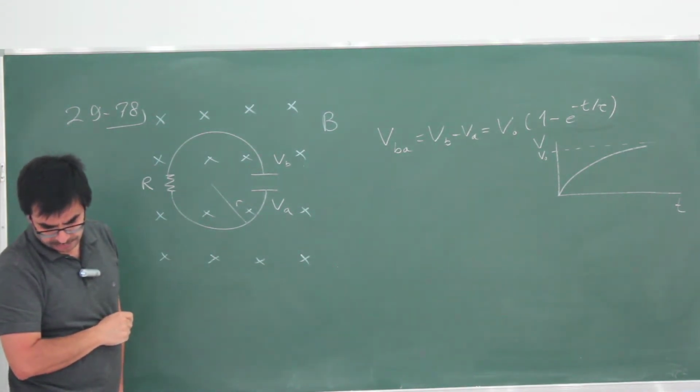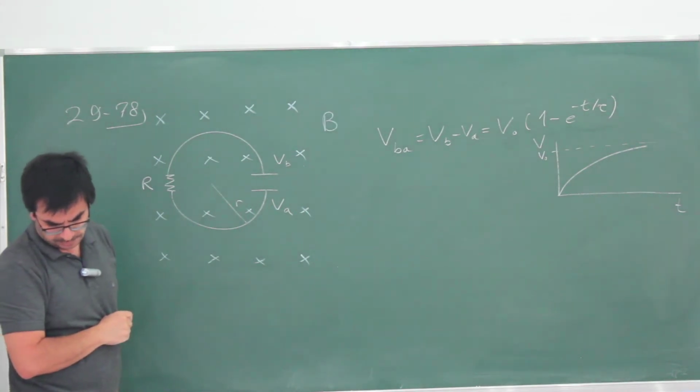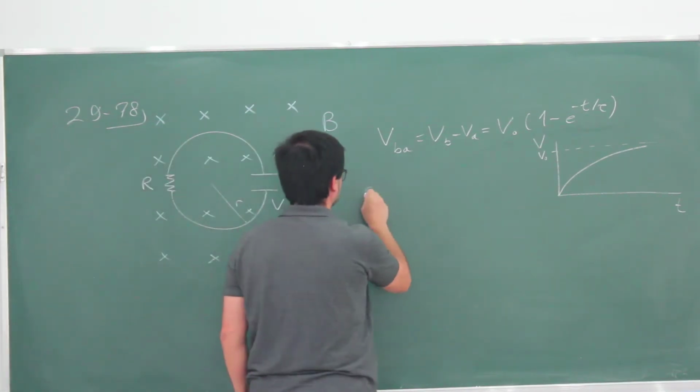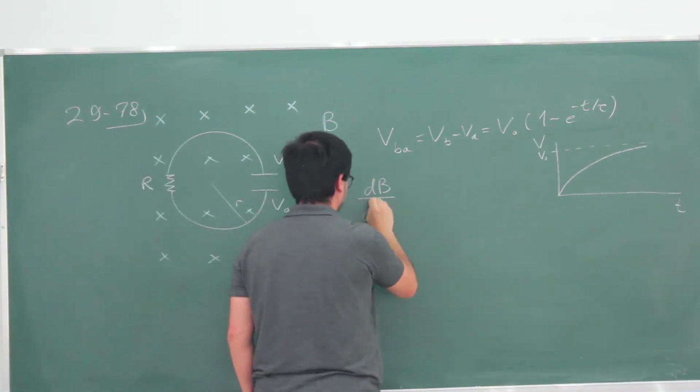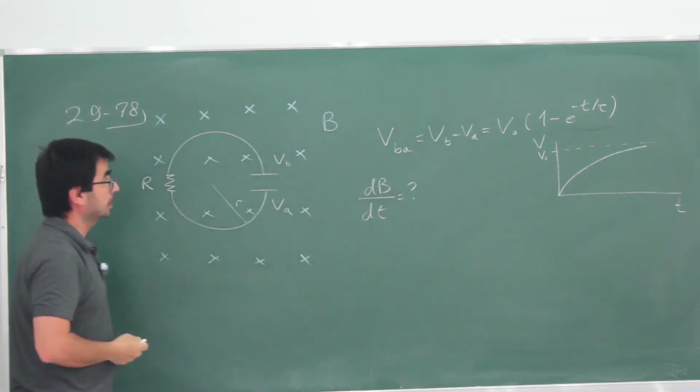We are asked to determine dB by dt, the rate at which the magnetic field magnitude changes with time, and whether B is becoming larger or smaller as time increases. So we are asked dB by dt, and whether it's increasing or decreasing.